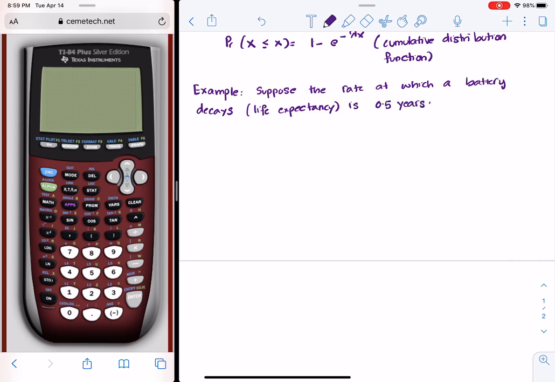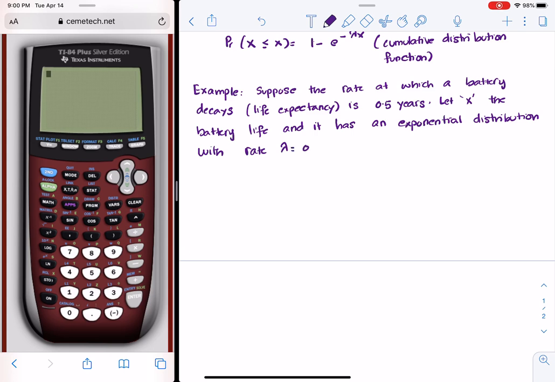Suppose the rate at which a battery decays, or in other words, its life expectancy, is about 0.5 years, and let x be the battery life. It has an exponential distribution with rate lambda equals 0.5.